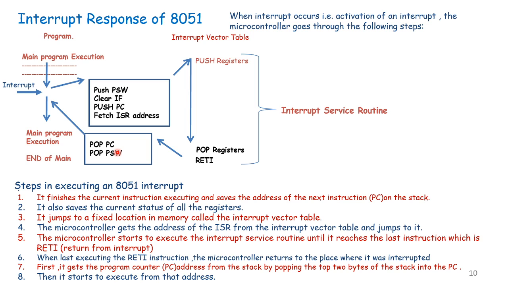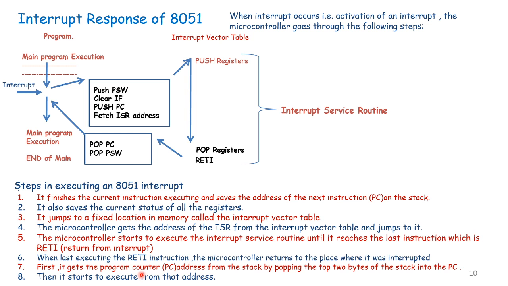content will be popped. First, it gets the program counter PC address from the stack by popping the top 2 bytes of the stack into the PC, and then it starts the execution of the main program from that address. So this is nothing but the response of the 8051 when an interrupt occurs. The next one is the interrupt structure of the 8051 microcontroller.